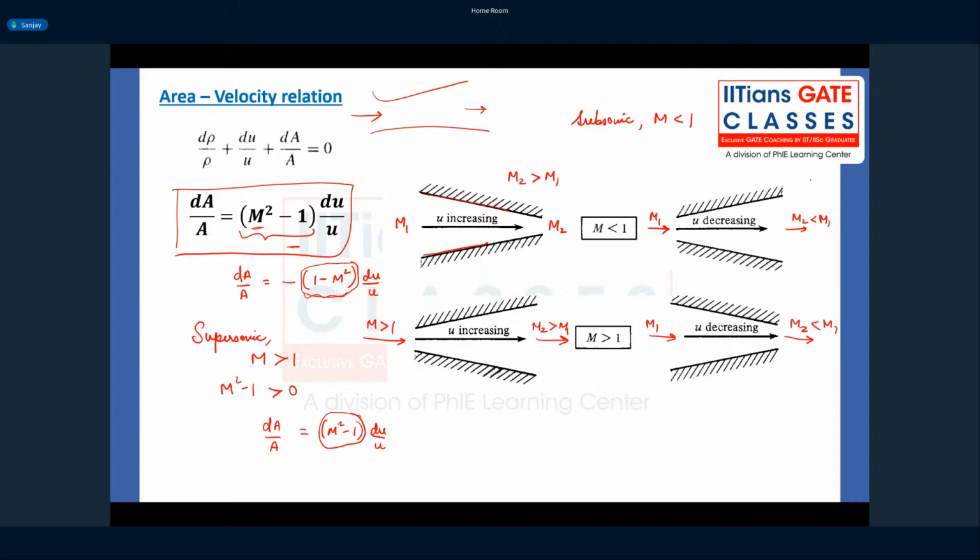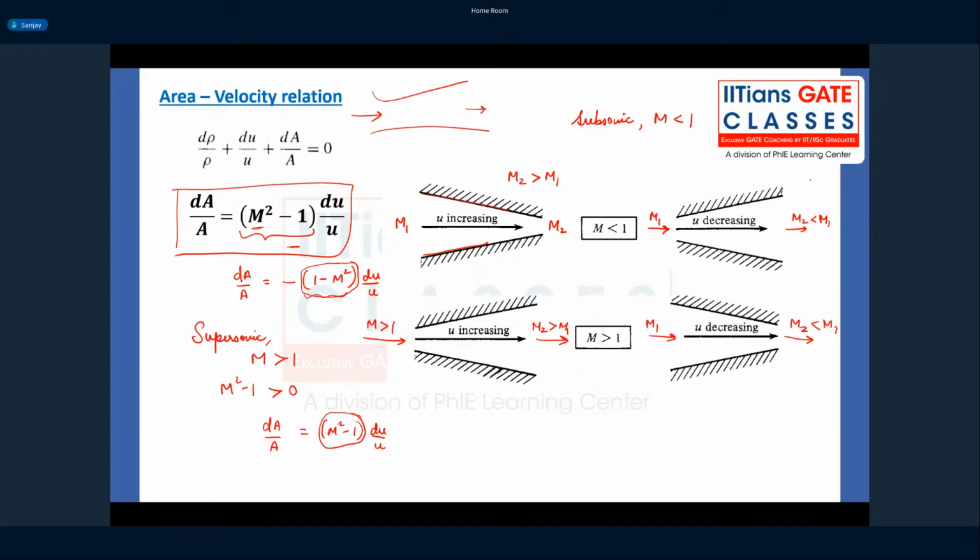Now, the story does not end here. Why does the story not end here? Because it is not just the variation in velocity or Mach number. The other flow properties also change, and they change in a more unexpected fashion than how they change in a subsonic flow.